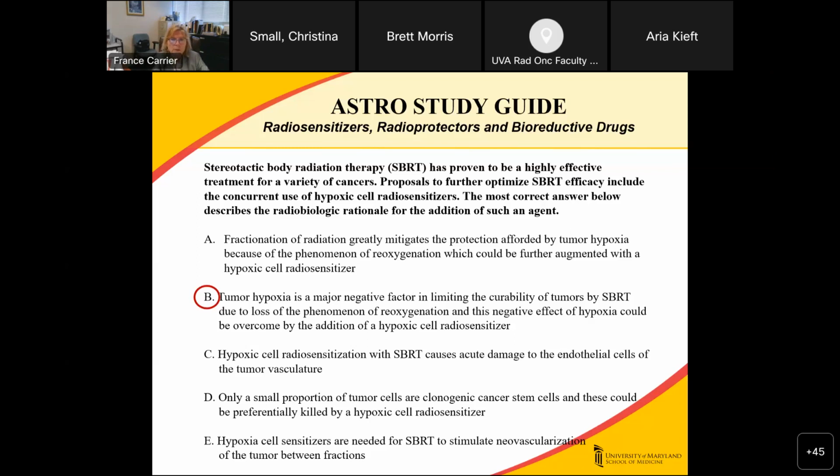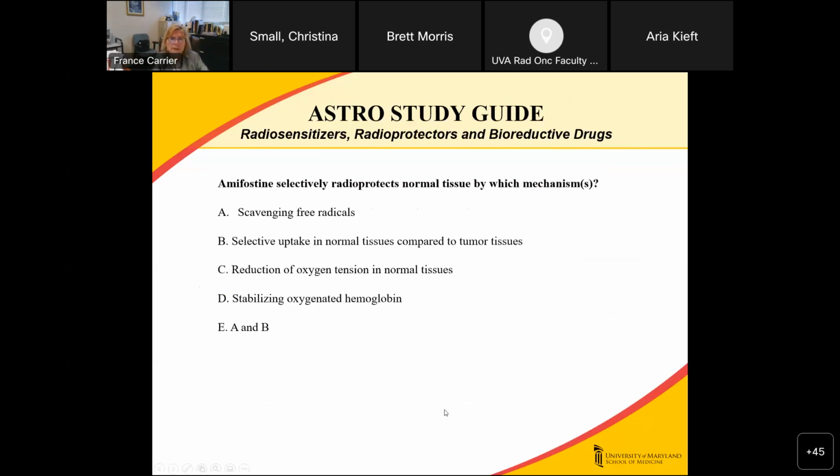Okay. And here we have amifostine. If there's a question about using a radioprotector, it has to be this one. And here it's asking, how does it work? Is it scavenging, selective uptake, reduction of oxygen, stabilizing hemoglobin? And the answer is A and B, because it works as a free radical scavenger and it selectively takes up into normal tissue.